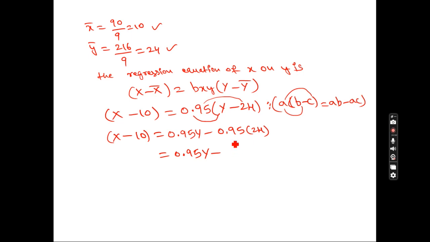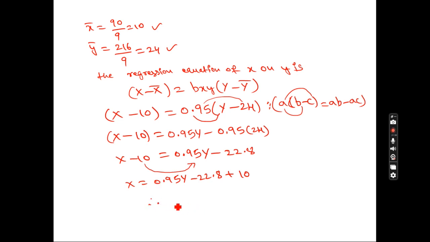Just do the total now. 0.95 into 24, how much will you get here? You will get 22.8. Now move the 10 from here to the right side. Now it will become x equals 0.95 y minus 22.8, which is already there, and minus 10, when it comes to the RHS, will become plus 10. If you move a positive value from LHS to RHS, it becomes negative. If you move a negative value towards the right side, it becomes positive. So minus 10 moving to the right side becomes plus 10.